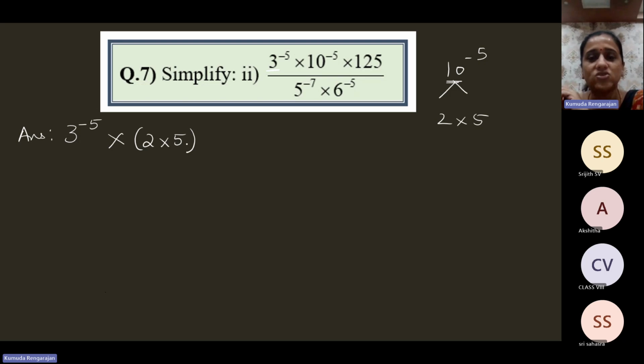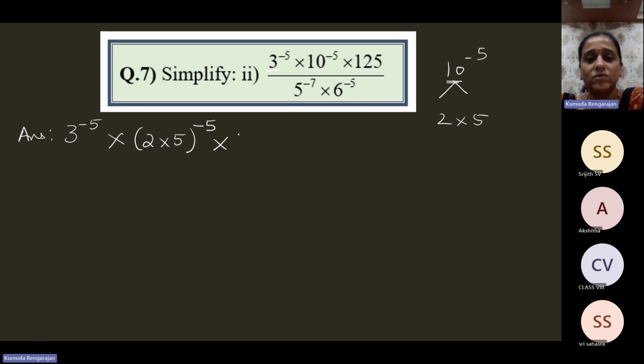But you can see 10 is raised to the power minus 5. So raise this to the power minus 5. Am I clear? Yes or no? Yes, ma'am. All right. So 10 is 2 into 5.